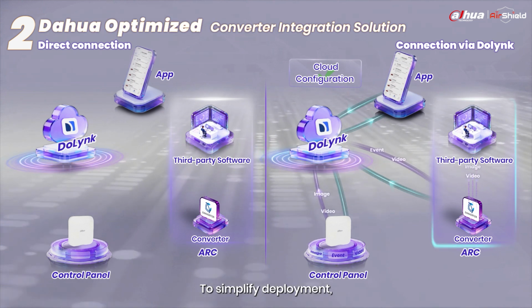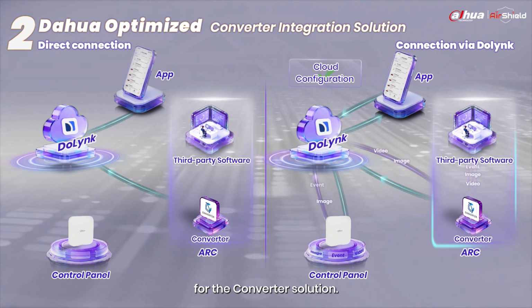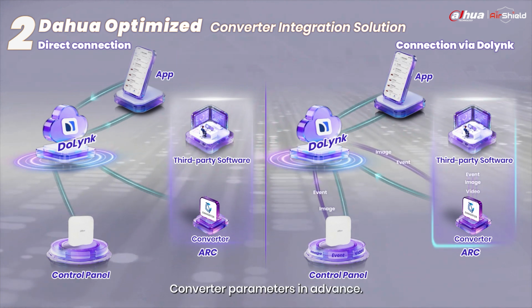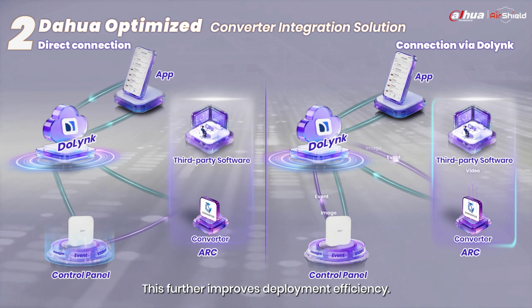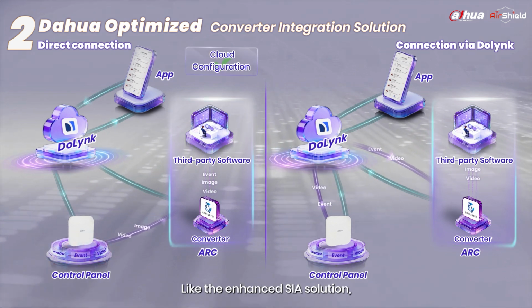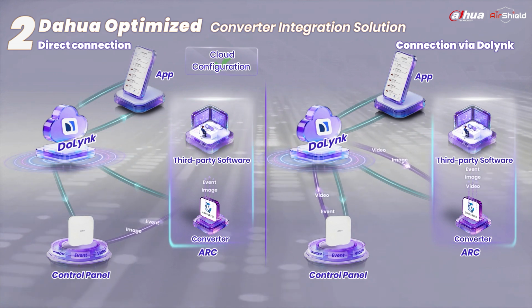To simplify deployment, Dahua also provides cloud-based parameter management for the converter solution. ARC can configure and upload converter parameters in advance. This further improves deployment efficiency. Like the enhanced SIA solution, this solution still requires integration with Dahua's platform.